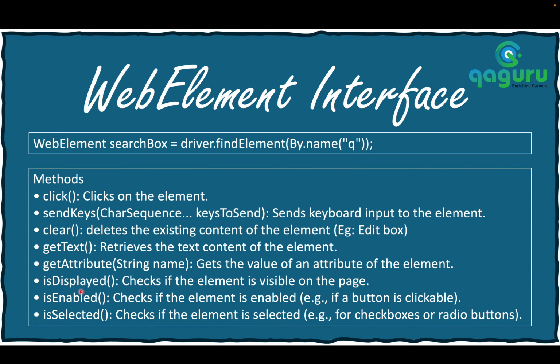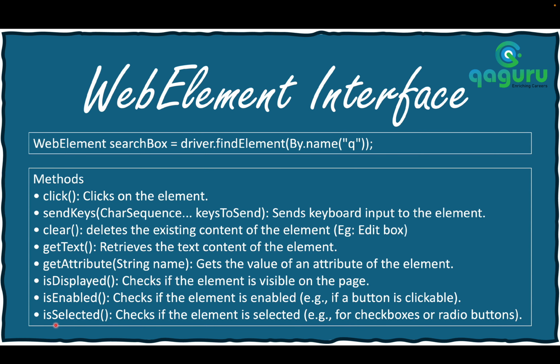isDisplayed checks if an element is visible on the page. If the element is visible, it will return true, or else it will return false. If you want to check if an element is enabled, you can use WebElement.isEnabled. If it's enabled, it will return true, or else it will return false. Say for example, if a button is disabled and it is not clickable, this method will return false.